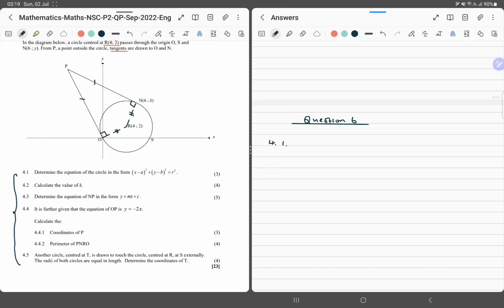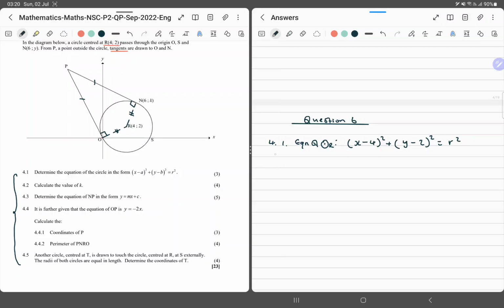Not a problem. We know that the equation of the circle with center R is such that, when we see that the x coordinate at the center is positive, we put it negative, all squared. Then we're going to have y. Again, the y value at that center is positive, so we put it inside the bracket as negative, equal to r squared.